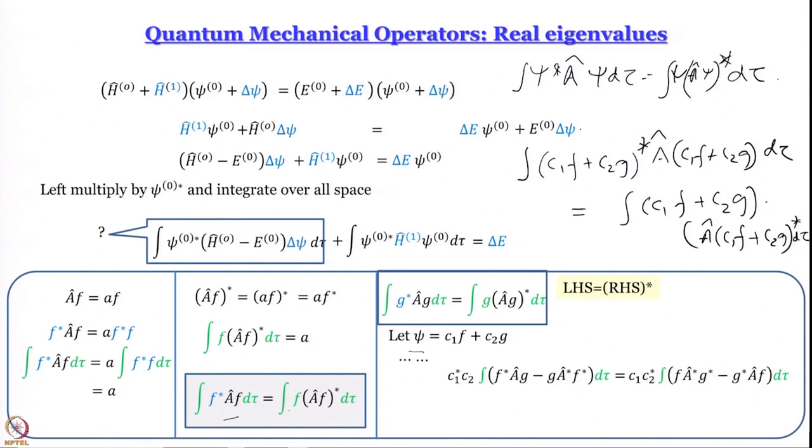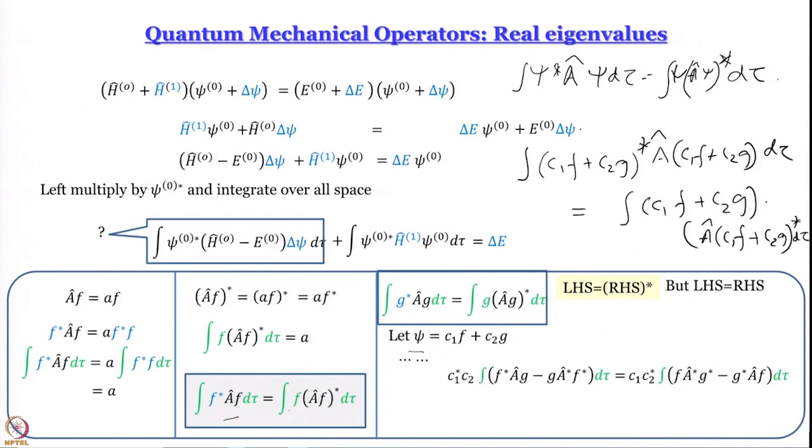Let us see. First of all, this left hand side here is the complex conjugate of the right hand side, is not it? C1 star C1, C2 C2 star, f star A hat g, f A hat star g star, g A star, g star A hat f. So, right hand side and left hand side are complex conjugates of each other, point number 1. Point number 2 is, well, it is an equation. So, of course, LHS equal to RHS.